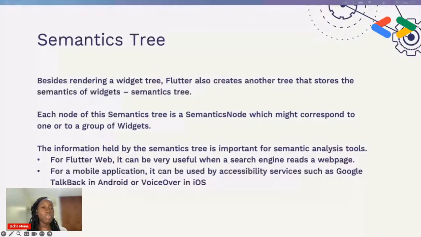In Flutter Web, this is useful for search engines that can read web pages, or in mobile applications, it's useful for accessibility services such as Google TalkBack in Android and VoiceOver in iOS. These assistive technologies make use of what is in the semantics tree to be able to provide meaning to the widget tree for users who are not able to visualize the elements on the screen.